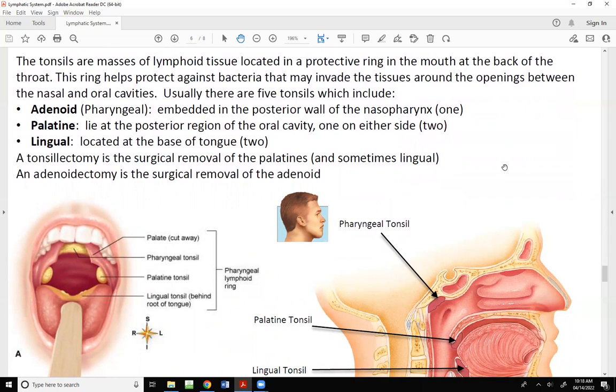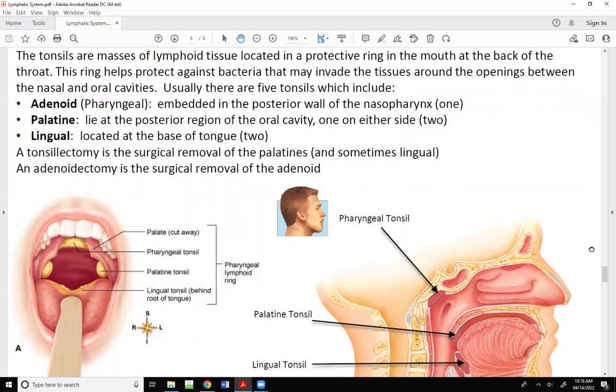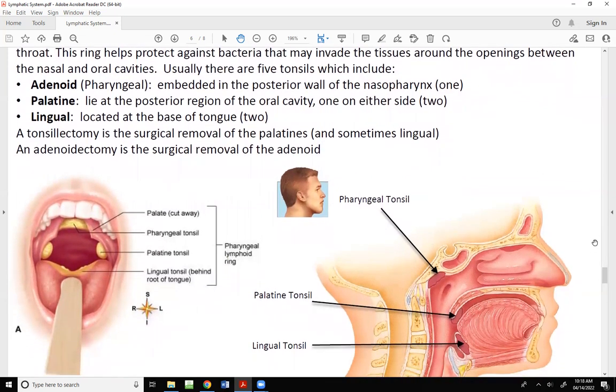Let's talk a little bit more about tonsils though. We have these, like I said, in a protective ring in the mouth. What we call the pharyngeal lymphoid ring is its special name. And their job is to protect against bacteria that may invade the tissues around the openings of our nasal and oral cavities. So in other words, either through our nose or in our mouth, which are obviously subject to pretty easy invasion. Whenever we breathe, whenever we ingest anything, there's going to be bacteria and whatnot coming along with it.